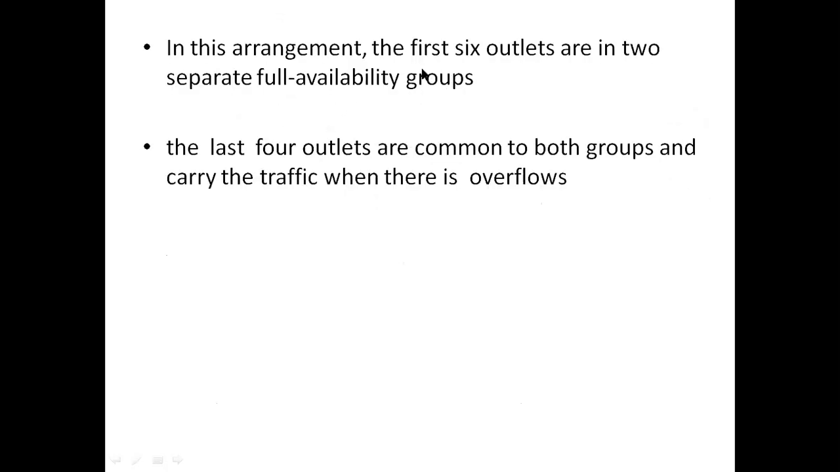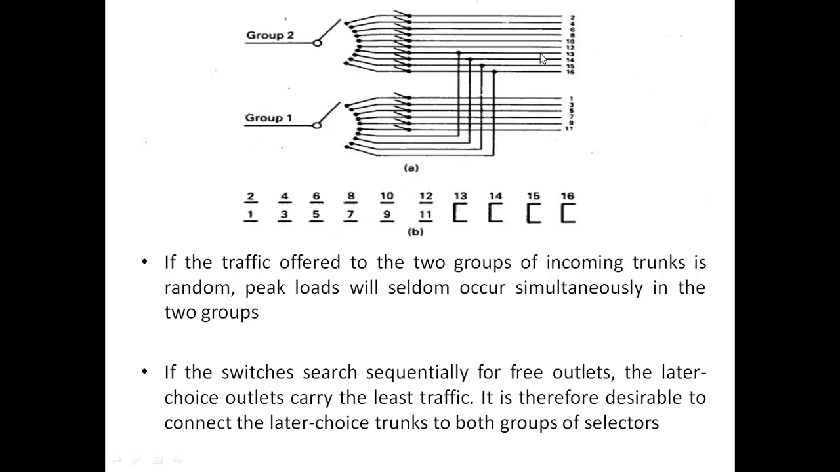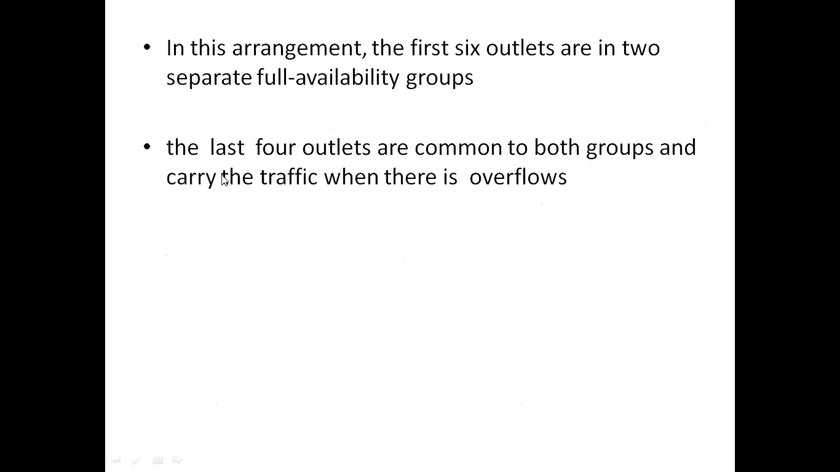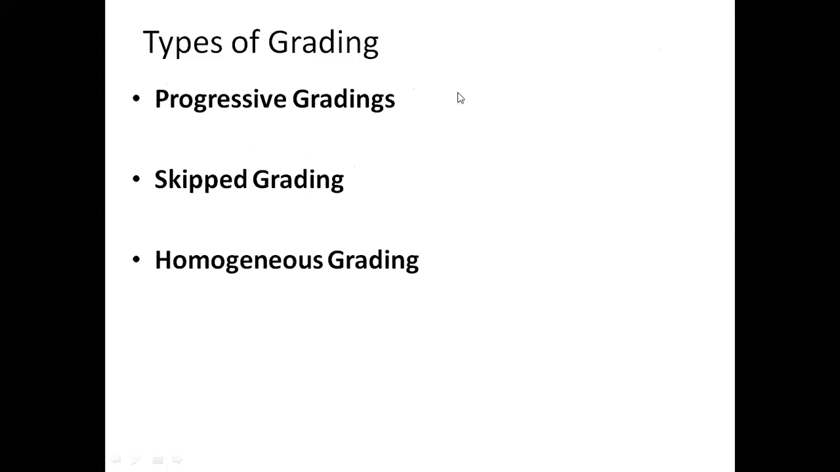In this arrangement, the first 6 outlets are in two separate full availability groups. If you look at this diagram, the first 6 outlets of these two groups are untouched. The last 4 outlets are common to both groups and carry the traffic when there is overflow from the first 6 trunks. That's what has been explained.